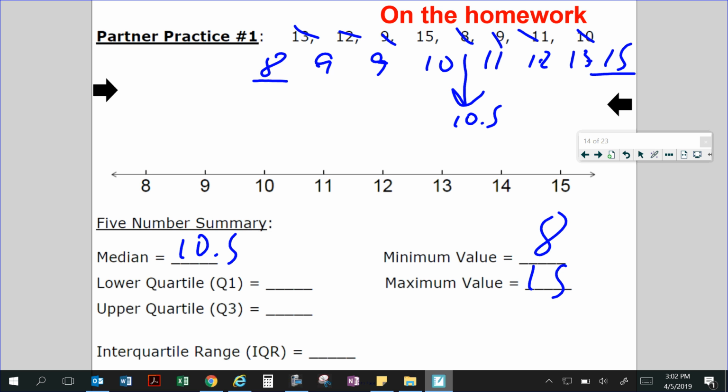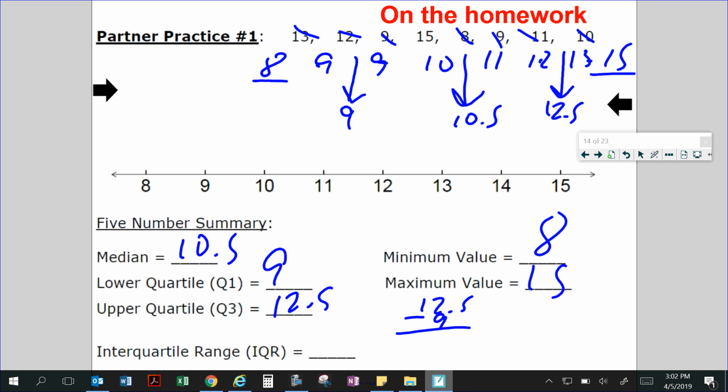What's the median of the lower half? 8, 9, 9, 10. So what's the median right here? Is there a number between 9 and 9? No, so it's just 9. What is the median of the upper half numbers? 11, 12, 13, 15 is 12.5. So what is the interquartile range? How far is it from 12.5 to 9? If you subtract this, it's 3.5.